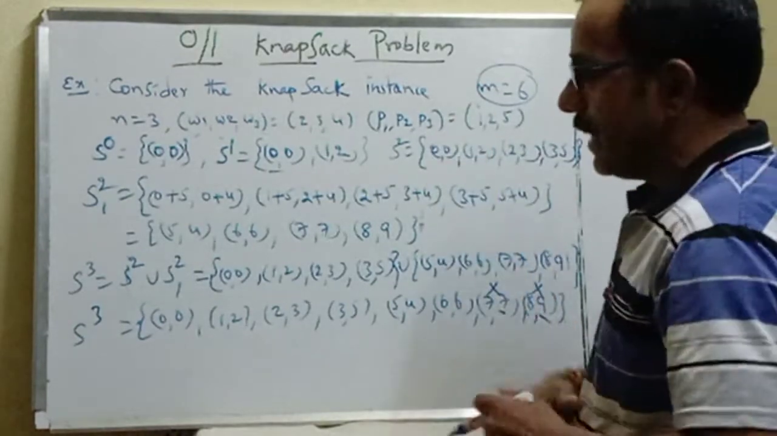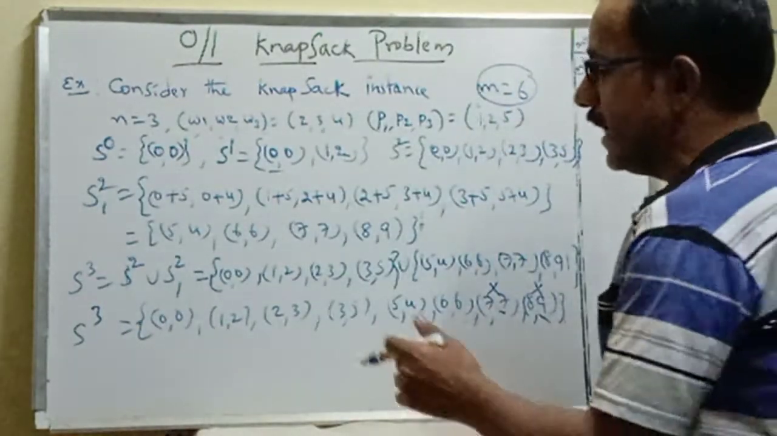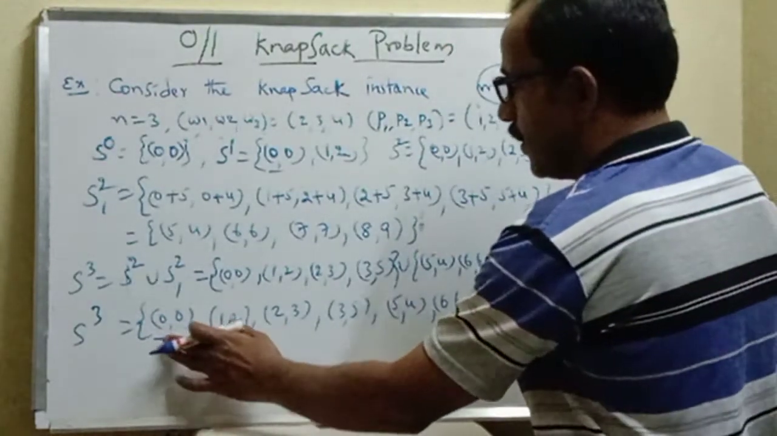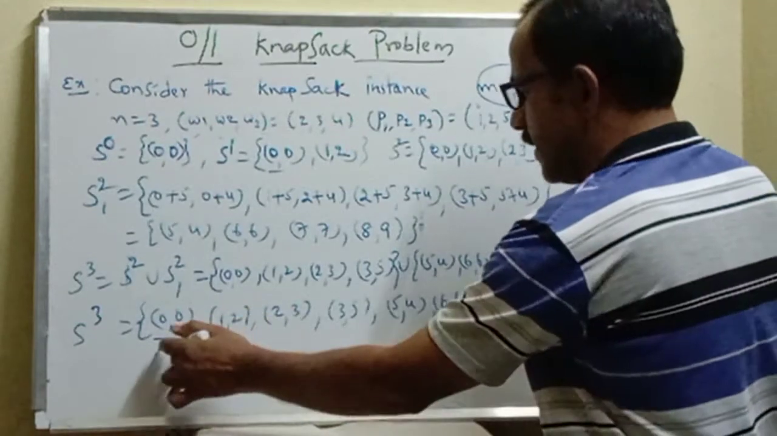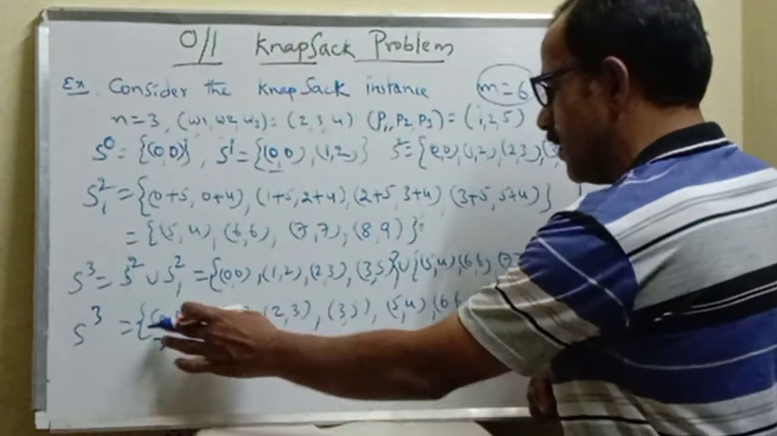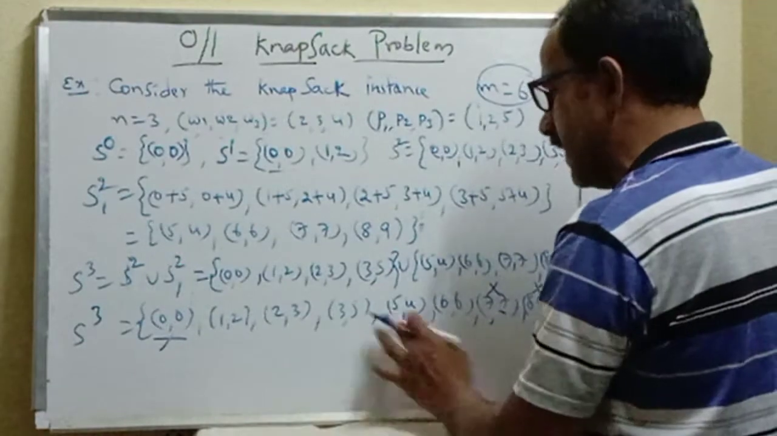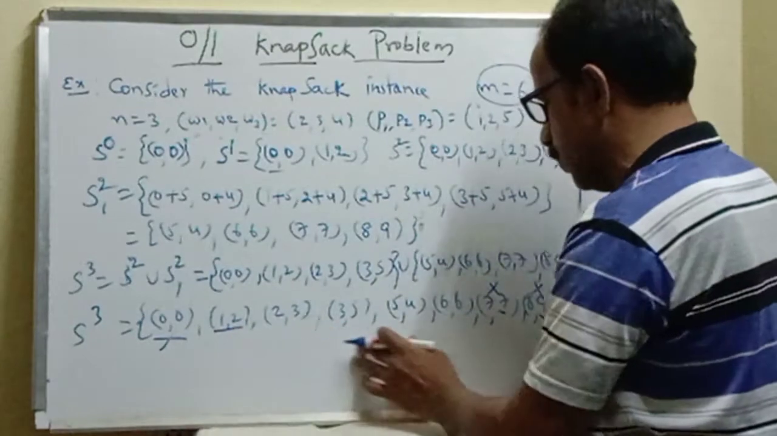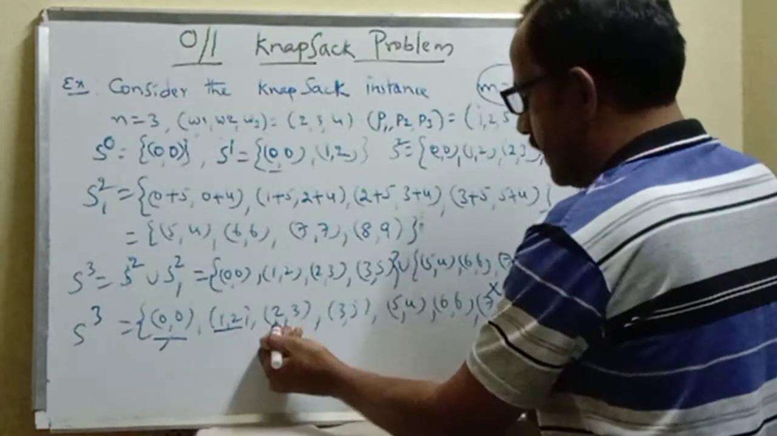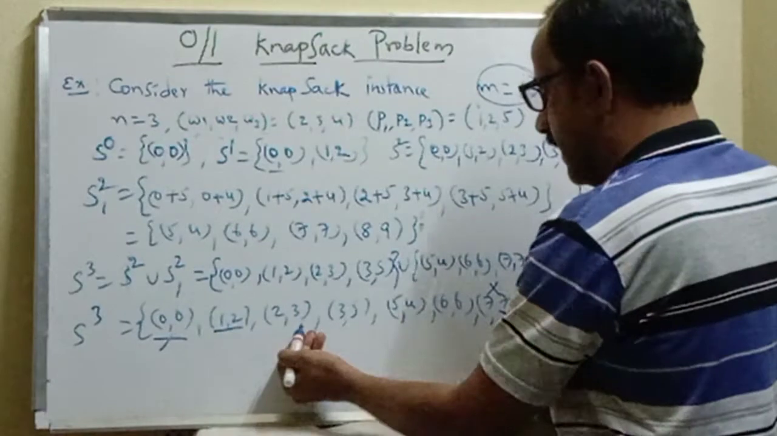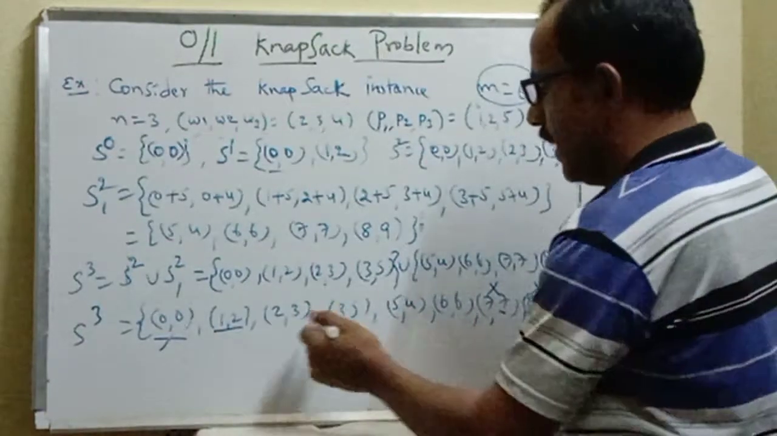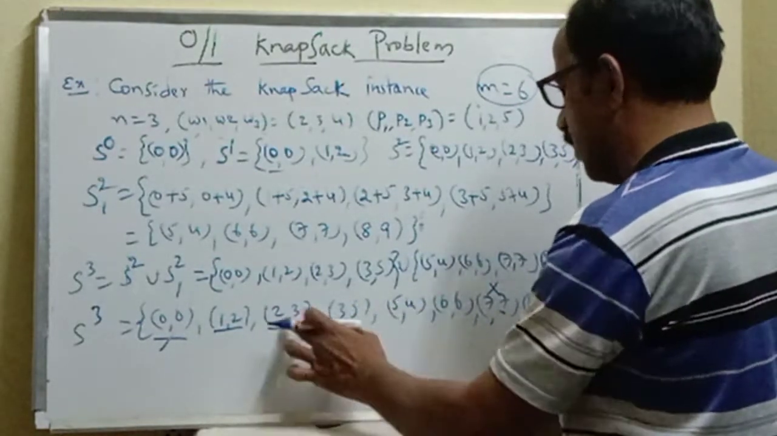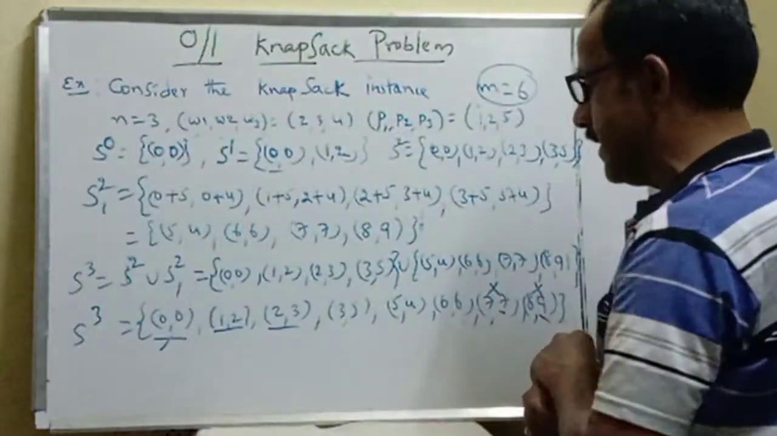Next, apply the discarding rule. According to the discarding rule, compare each pair with each and every other pair. So 0 0: 0 is less than 1, 0 is less than 2. This is safe, because this profit is less than all the profits in the set, and the weight is also less than all the weights in the remaining pairs. Then 1 2. Compare 1 2 with 2 3, 3 5, 4 4. This is also safe. 1 is less than 2, 3, 5, 6. 2 is less than 3, 5, 4, 6. No problem. Again 2 3: 2 is less than 3, 3 is less than 5. 2 is less than 5, 3 is less than 4. 2 is less than 6, 3 is also less than 6.